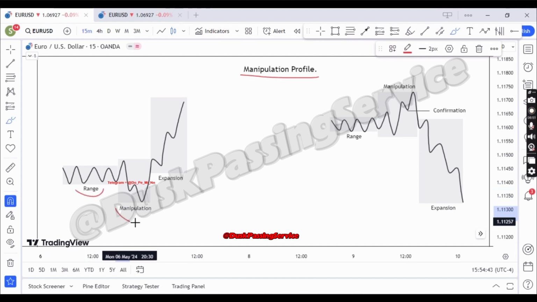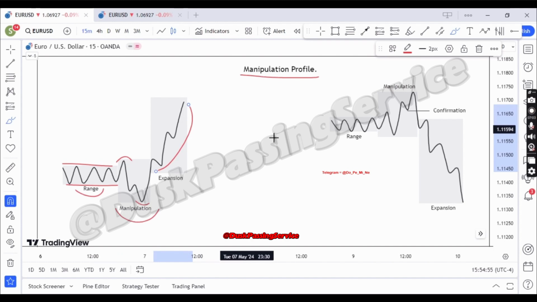Now with this profile, the market takes both sides of the range and it takes out liquidity and manipulates the trader into a certain direction, and then it reverses in the opposite direction and expands, right? Now with this profile you can avoid getting caught in a manipulation, or what some people call a judo swing, right?